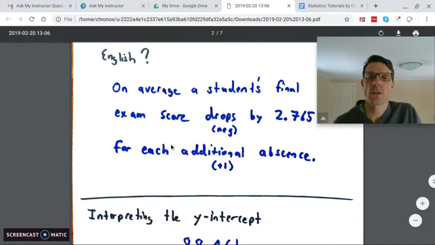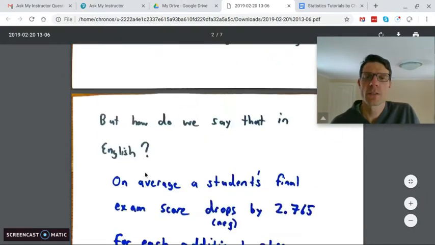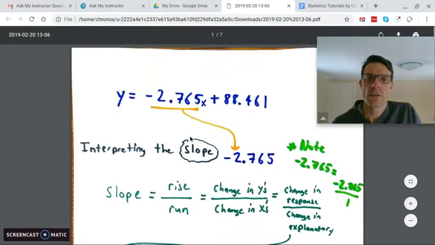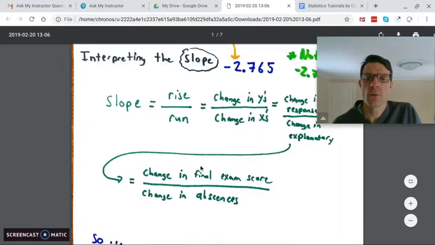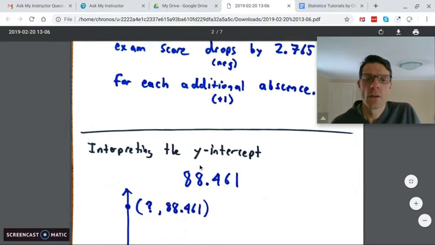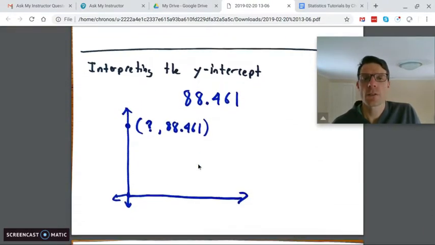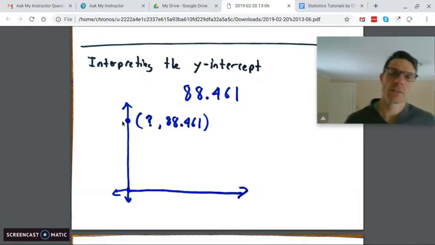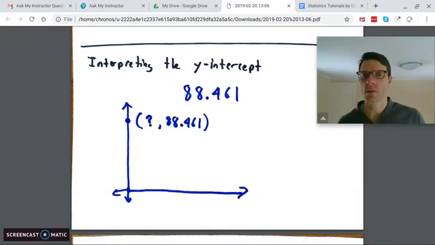Okay, now we're going to look at the y-intercept, which is the second number in the regression line, the one without the variable next to it. And we know that the y-intercept is on the y-axis, right? It's where the regression line crosses the y-axis. So think about the coordinates of that for just a second. It's some x coordinate, and the y is 88.461. Well, since this is on the y-axis, we actually know what this question mark is. It's got to be 0.